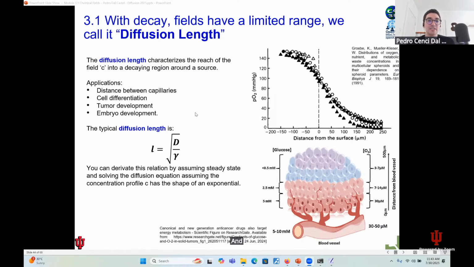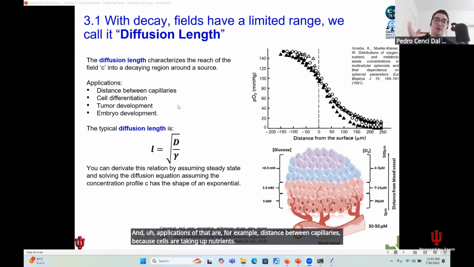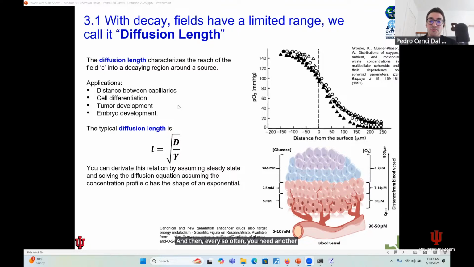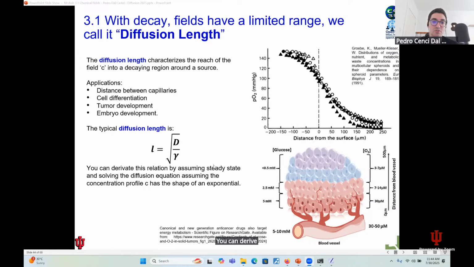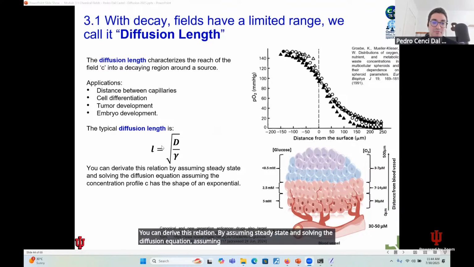And applications of that are, for example, distance between capillaries because cells are taking up nutrients, and then every so often you need another capillary to make sure cells are receiving enough nutrients. And the further you are from a capillary, less nutrients you have because every layer of cells is consuming a little bit of nutrients. You can derive this relation by assuming steady state and solving the diffusion equation, assuming an exponential profile of the field.